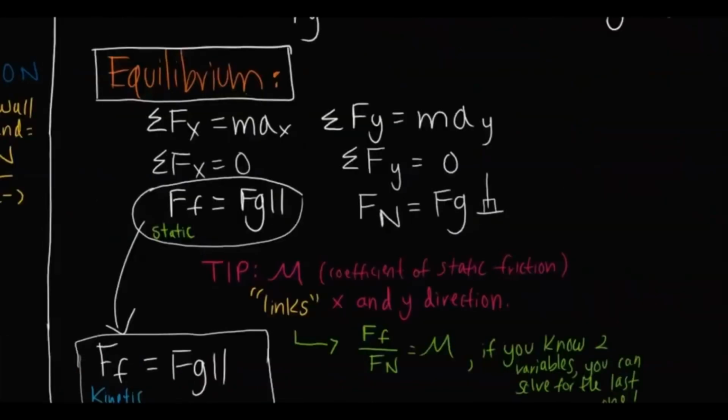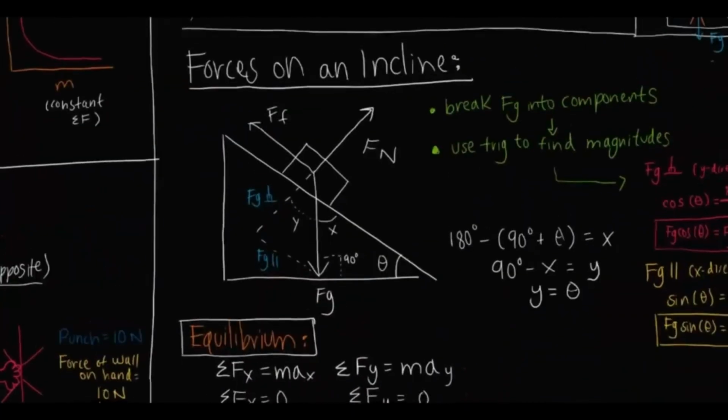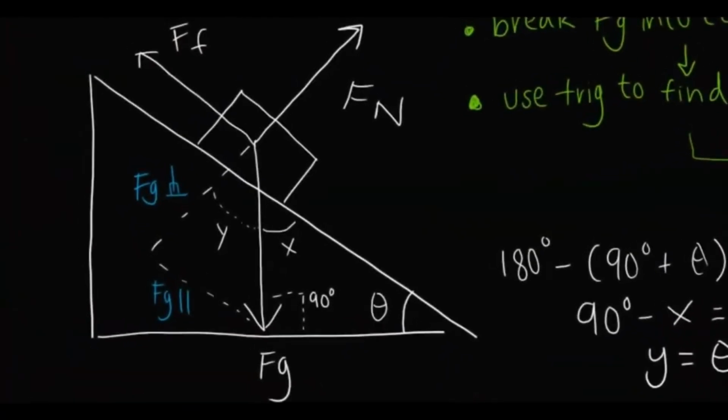A couple things to note for the block when it's in equilibrium is that the sum of all the forces in the x is 0, the sum of all the forces in the y is 0, and therefore the forces acting in those directions are supposed to be equal to each other. So the force of friction, which is static, is going to be equal to the FG parallel component, as you can see up here, where the forces are acting in the direction.